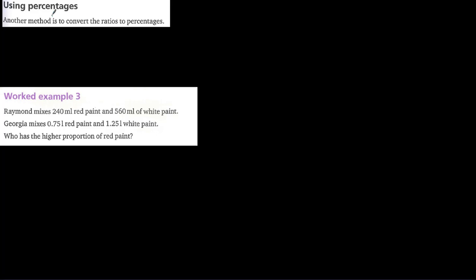Okay, another method, the third method, is using percentages. We are going to convert ratios to percentages. Let's give an example. Let's say there are 3 beads to 7 beads, and what is the total ratio of 3 red beads and 7 blue beads? So what is the ratio of them?